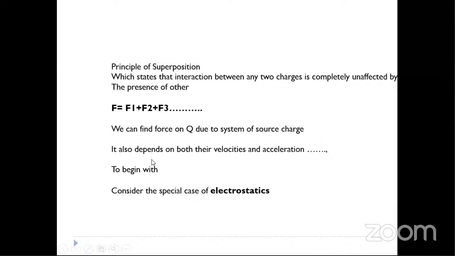What is the situation in practice? In practice, it will never happen. Source charges may be moving around, the test charge may be moving around. So, the final force, in actual practice, depends on both their velocities. That means the velocity of the system of charges, the velocity of the test charge. What is the acceleration of their motion? So everything will determine ultimately the force on test charge Q because of the system of charges.